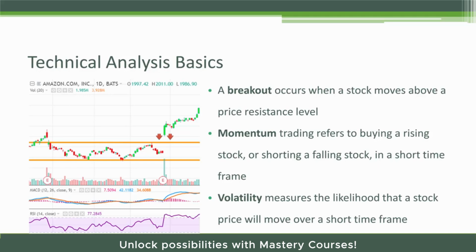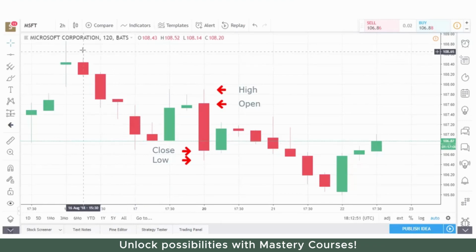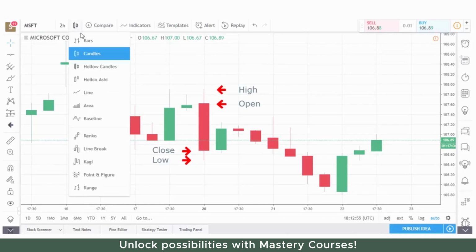Now I'd like to introduce you to the type of chart we'll be using throughout the course, and that's the candlestick chart. We'll be using TradingView.com for our charting software throughout the course. And the particular type of chart we'll be using is the candlestick chart. You can set the TradingView charts to candlestick by clicking in the upper left. Bar charts is the first option, and then we'll be using the first candle option.